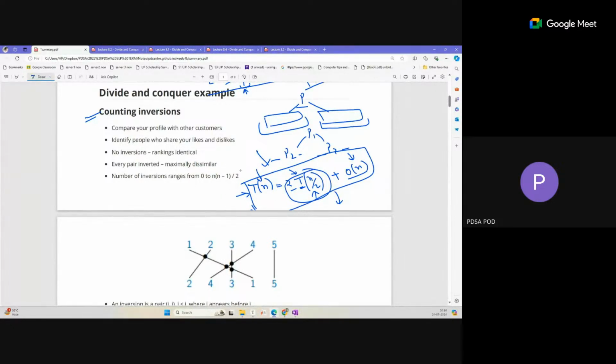Now the first example is counting inversion. This is one problem which is actually common, very related to a common real life scenario. Here the professor has discussed an example like comparing the rankings.